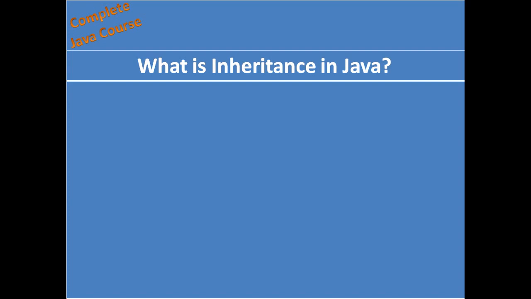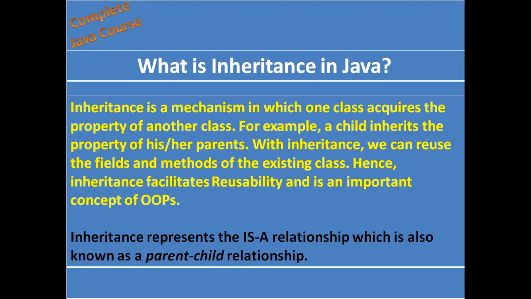Inheritance in Java. What is inheritance in Java? Basically, inheritance is a mechanism in which one class acquires the property of another class. For example, a child inherits the property of his or her parents. With inheritance, we can reuse the fields and methods of the existing class. Hence, inheritance facilitates reusability and is an important concept of OOPS. Inheritance represents the IS-A relationship, which is also known as a parent-child relationship.